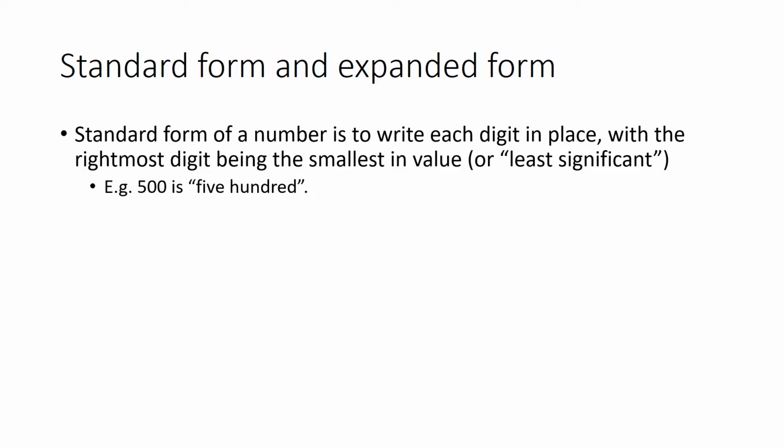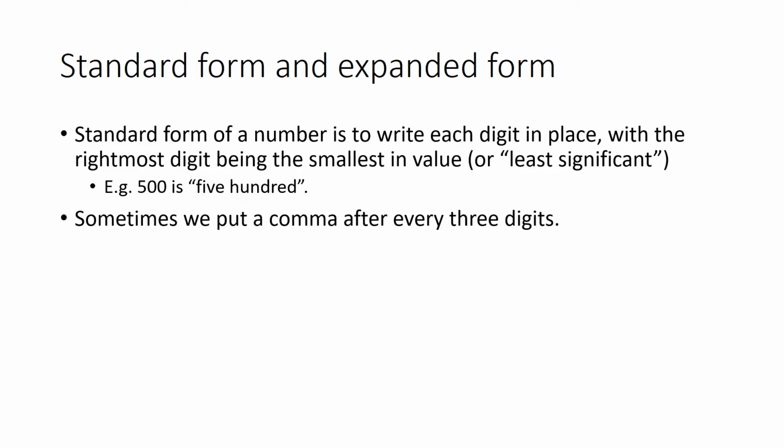So we'll start with standard form and expanded form, which is one of the simplest things we learn about maths back in school. Standard form of a number is to write each digit in its place, with the digit at the right being the one that's smallest in value, also called least significant. So for example, 500 is written as 500, so the 5's the hundreds.